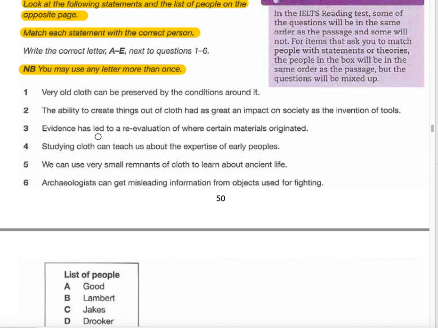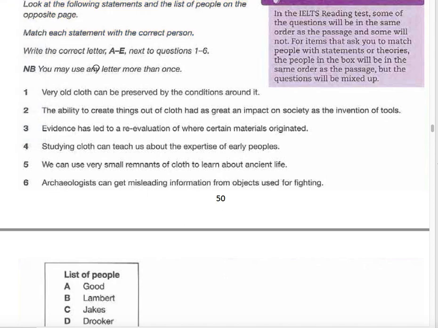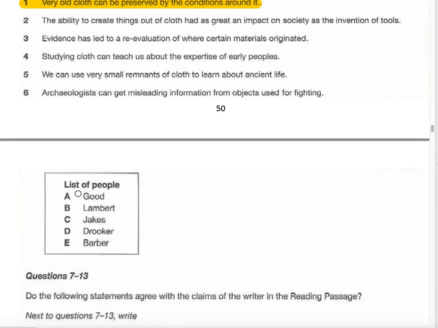It says we need to read each question and we need to match it to one of these researchers. Who said it basically? Was it A, Good, B, Lambert, C, Jakes, D, Drucker, or E, Barber? Okay.